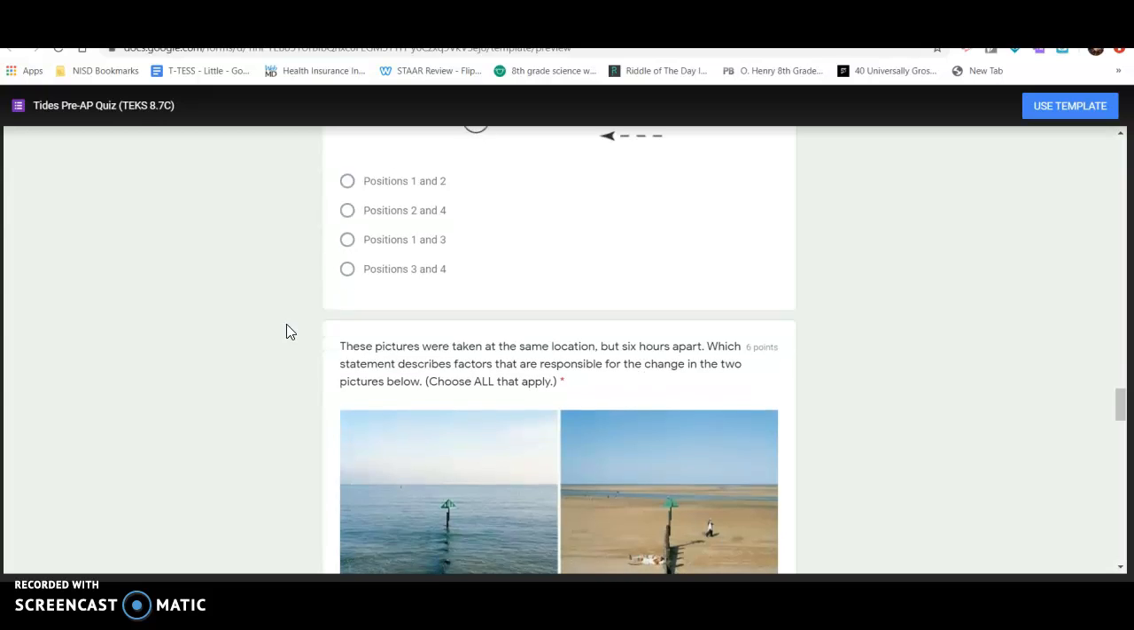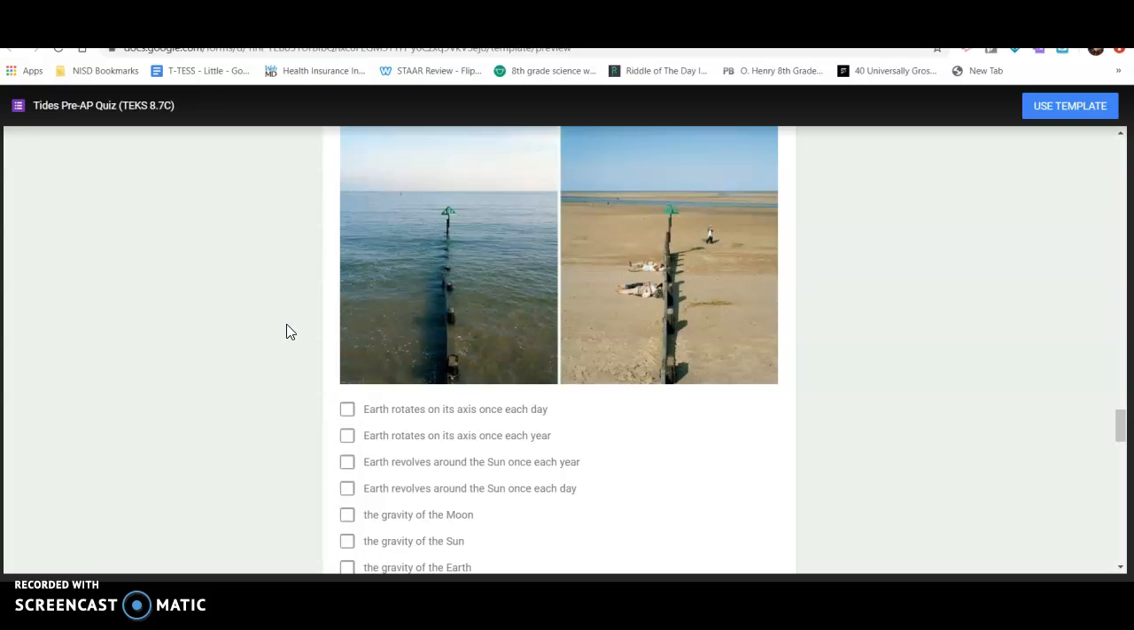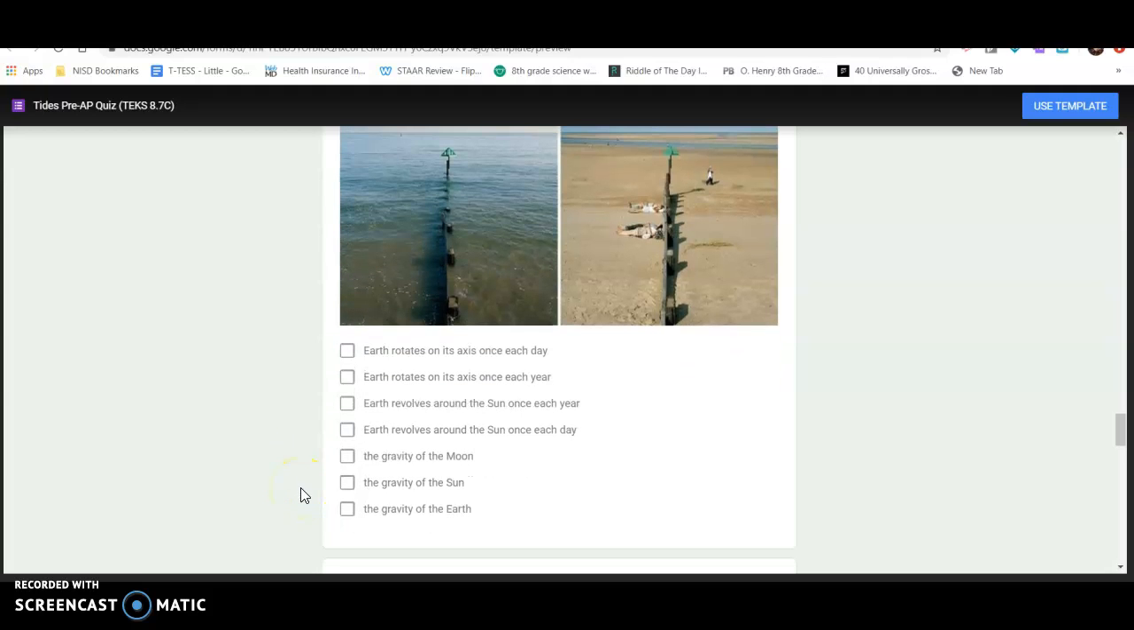Okay, next question. These pictures were taken at the same location but 6 hours apart. Which statement describes factors that are all responsible for the changes in the two pictures below? So you're going to choose all that apply in this particular scenario. Is it because Earth rotates on its axis once each day? Earth rotates on its axis once each year? Earth revolves around the sun once each year? Earth revolves around the sun once each day? The gravity of the moon? The gravity of the sun? Or the gravity of the earth? Remember, choose all that apply.